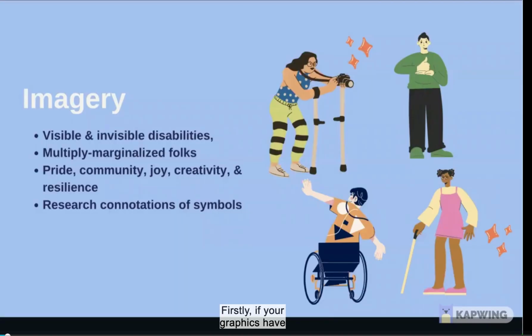Firstly, if your graphics have images of people in them, consider including people with visible disabilities, especially of folks who are multiply marginalized. Often, media portrayals of disabled people are very white and heteronormative, and thus inaccurate because they exclude or minimize representations of other communities that commonly experience disability. Of course, it's important to avoid tokenizing disabled folks as well as other marginalized communities.